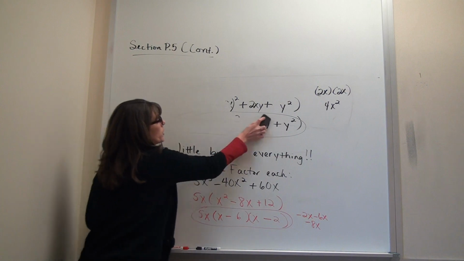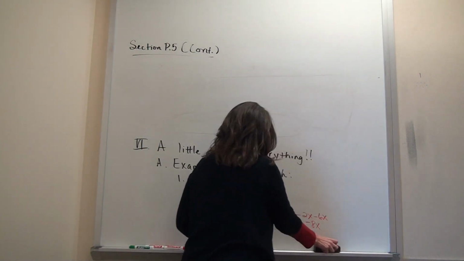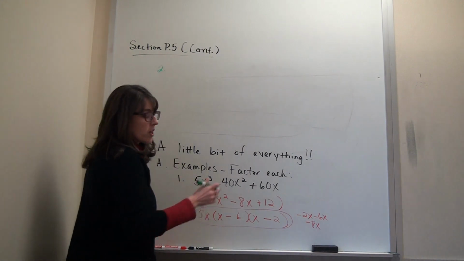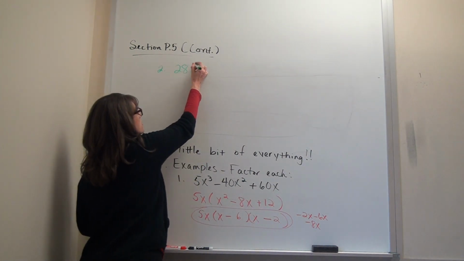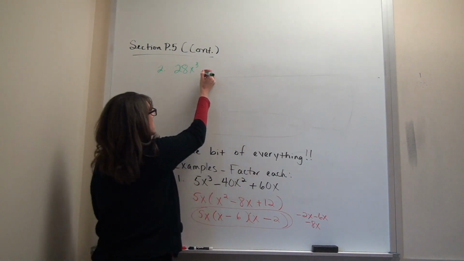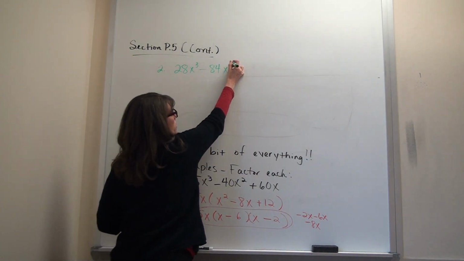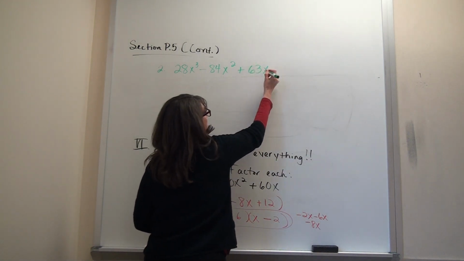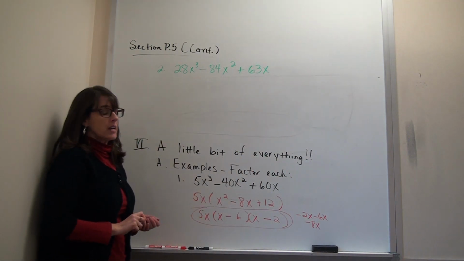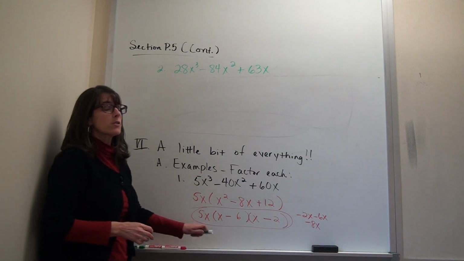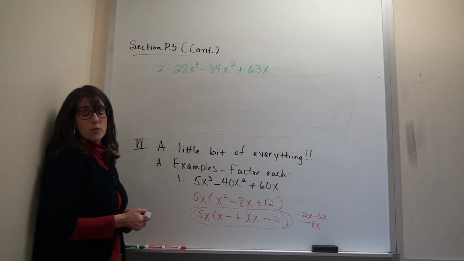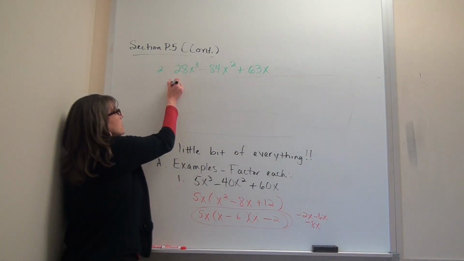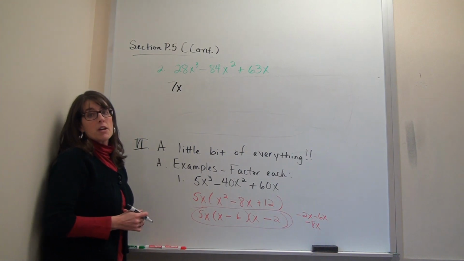All right, one more, and then we're going to take a look at 4 polynomials and what happens with those. Let's try a 28x to the third minus an 84x squared plus a 63x. Now again, always look first to see if there's something common you can divide out before you do anything else. Every one of these is divisible by a 7, and I can take an x out.